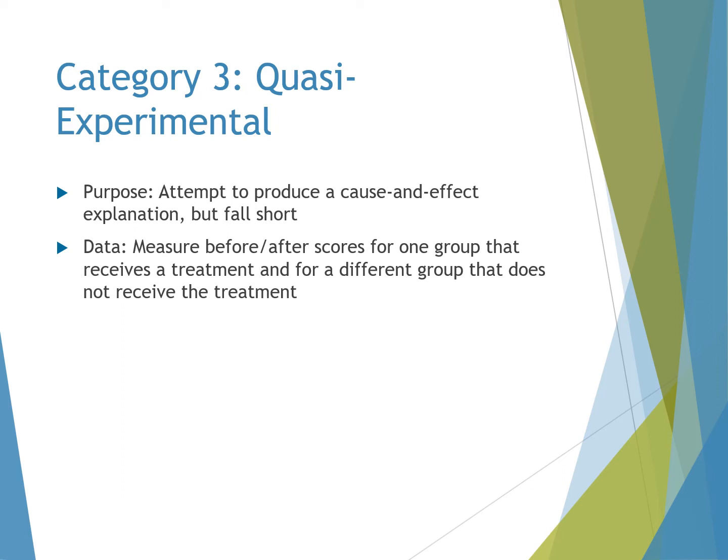Quasi-experimental studies also fall into this third category. So here the purpose is to attempt to produce a cause and effect explanation, but we don't quite get there with the data we have. Our data measures before and after scores for one group that receives a treatment and a different group that does not receive a treatment. This is a classic quasi-experimental design. So for example, we might do a study where we measure smoking before and after a smoking intervention, and we find that people smoke less after the smoking intervention, but we can't definitively say that it was only the intervention that caused the reduction in smoking.